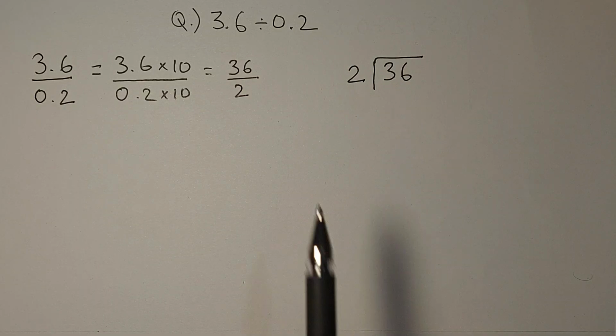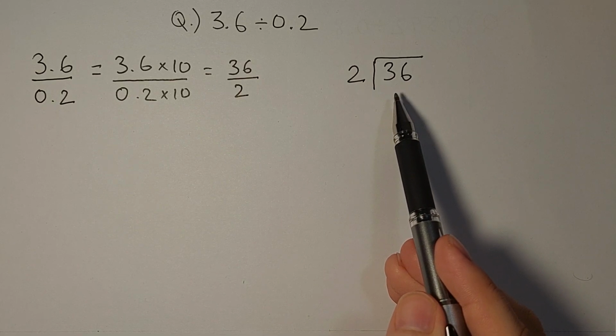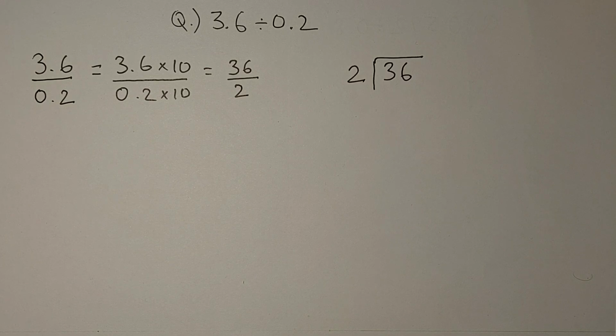We write them like this. The numerator is called the dividend and the denominator is called the divisor. We write the numerator like this underneath this symbol, and we write the denominator like this. Now we start the division.